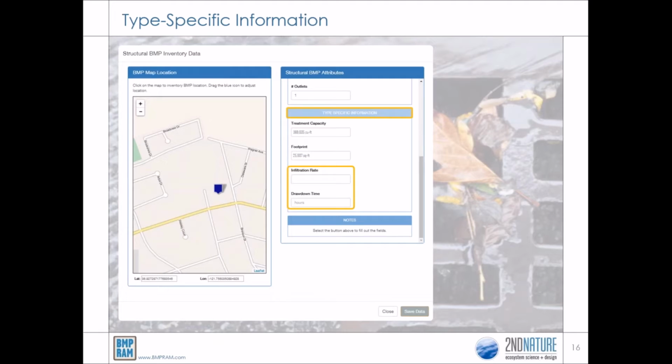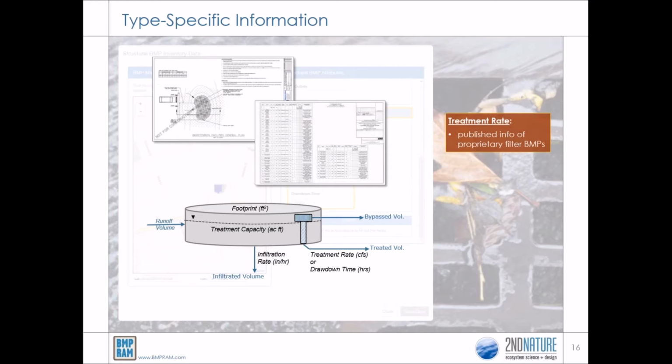Treatment rate, infiltration rate, and drawdown time are a bit more challenging and time-consuming to measure in the field. So if BMP-specific design or engineering plans are available with that information, it's best to use them. Otherwise, we provide options for either using available literature to approximate the values or field measurement techniques. Treatment rates for proprietary media filters and treatment vaults can be found from the manufacturer's literature or measured in the field by contacting the manufacturer to determine the appropriate measurement technique.